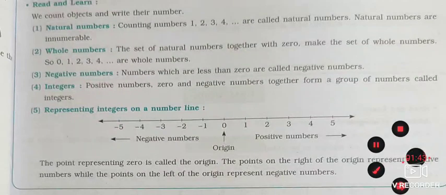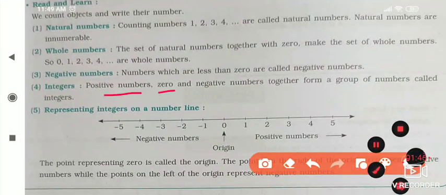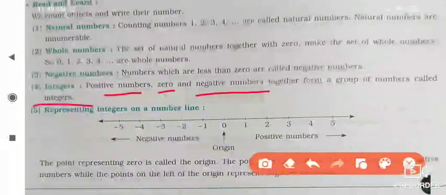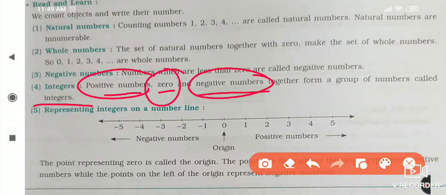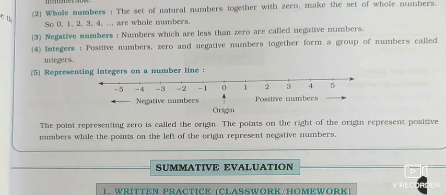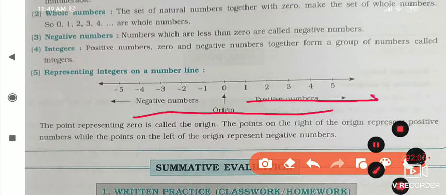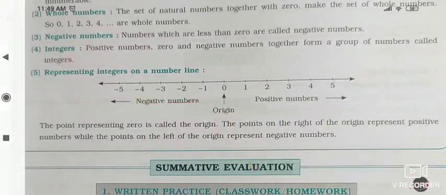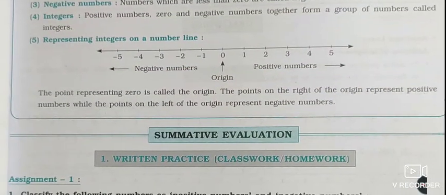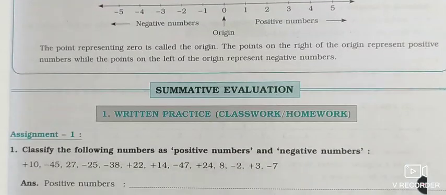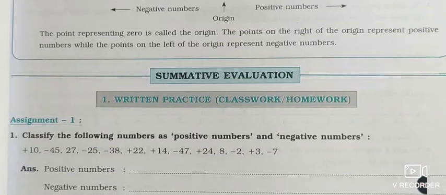Okay, next it is the integers. What are integers? All positive numbers, 0 and all negative numbers together form a group of numbers, and those are called integers. Positive, negative and 0, all these numbers are called integers, and all these numbers are represented on a number line. Here is a number line, with positive numbers towards the right side and negative numbers towards the left side.